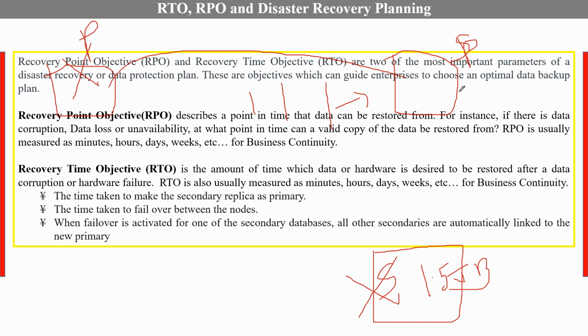Not only saying that okay, this DB is down, okay, we can bring it back within some time, but when you are doing the failover, when you are switching the connections, so when failover is activated from one of the secondary databases, all other databases are automatically linked to the new primary. So these three maybe you may confuse now.